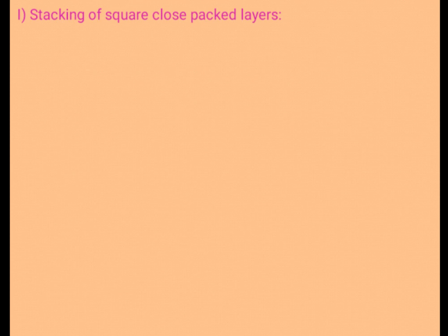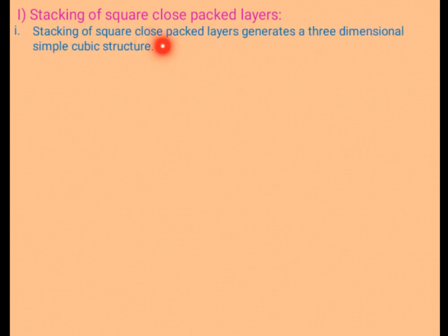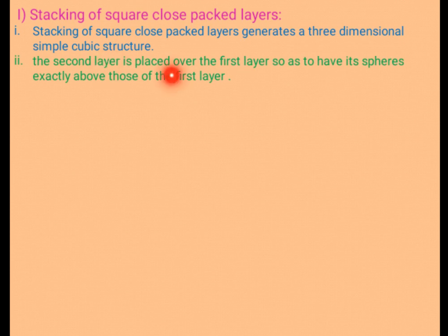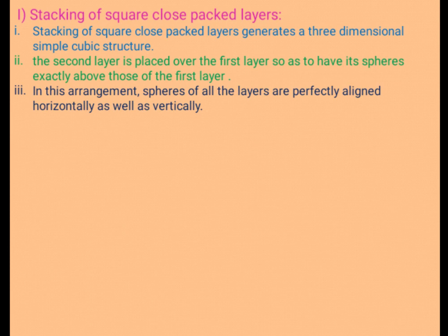The stacking of the square close packed layers generates a three-dimensional simple cubic structure. The second layer is placed over the first layer so that the spheres are exactly one above the other, vertically and horizontally aligned in the same line. That is, in this arrangement, the spheres of all layers are perfectly aligned horizontally as well as vertically.